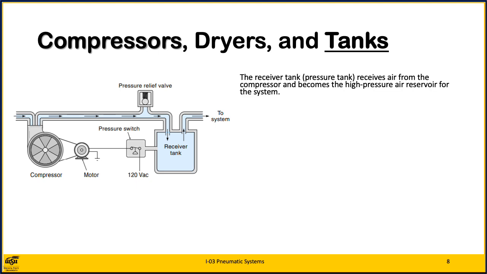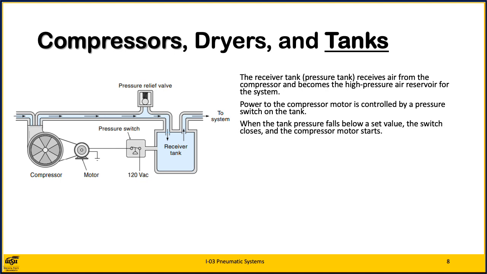The receiver tank, or the pressure tank, receives air from the compressor and becomes the high-pressure air reservoir of the system. Power to the compressor motor is controlled by a pressure switch on the tank. When the tank pressure falls below a set value, the switch closes and the compressor motor starts. When the tank pressure increases to a specified value, the switch opens, turning off the compressor.